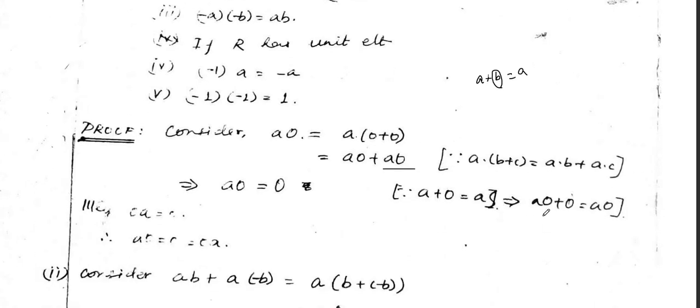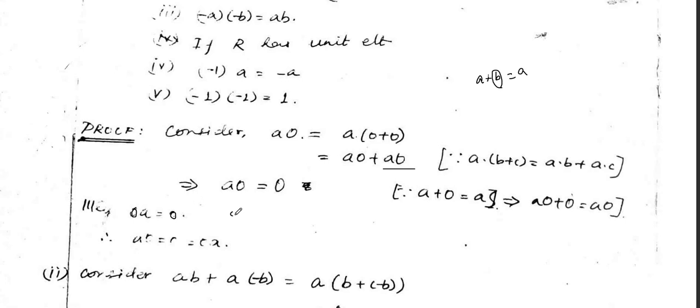So we must have a plus b giving back a means b must be the additive identity. Here you have a0 plus a0 giving back a0, so this a0 should be the additive identity. And similarly we can establish that 0 into a is 0.